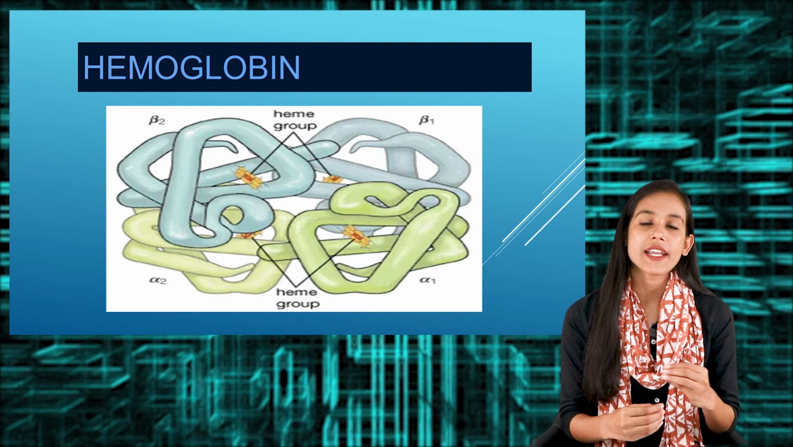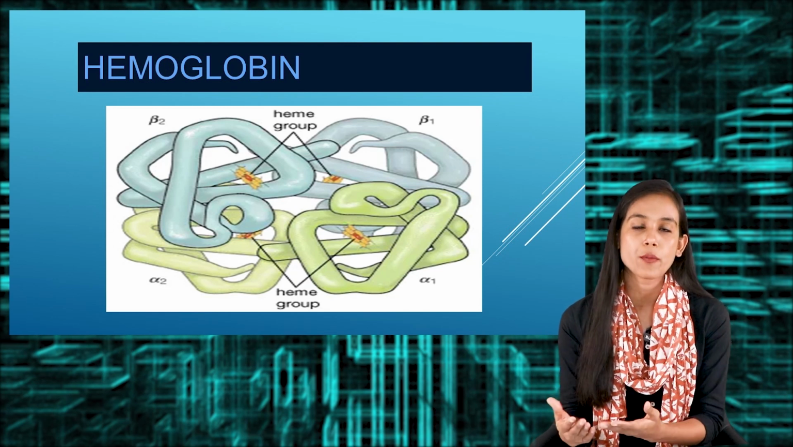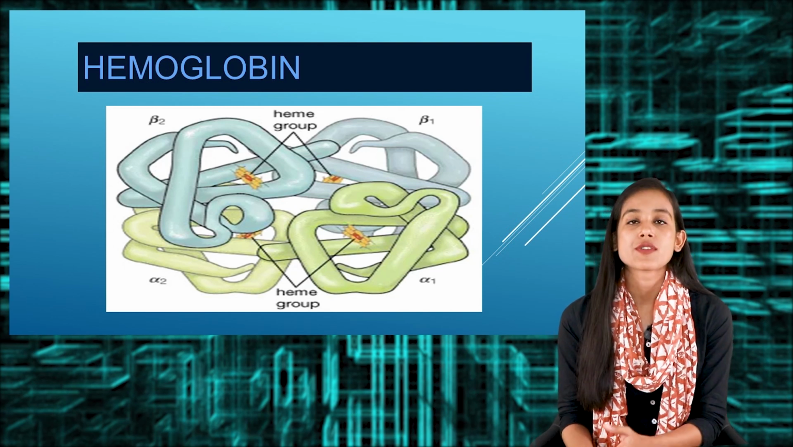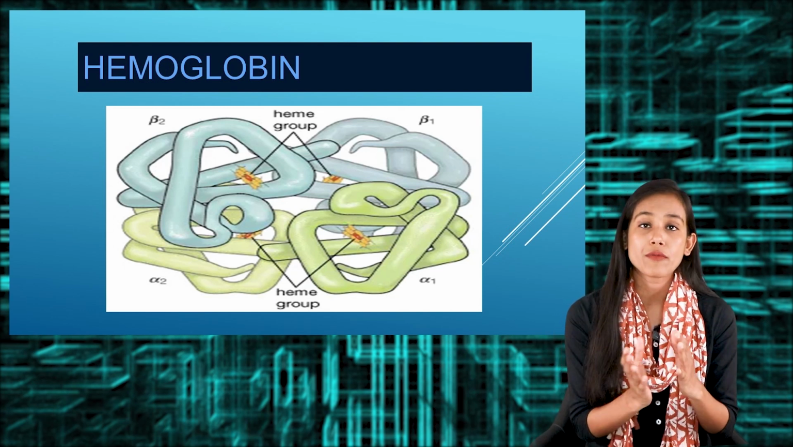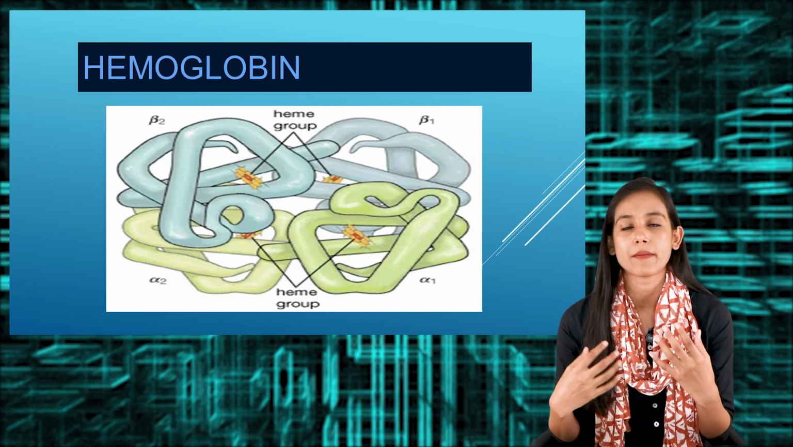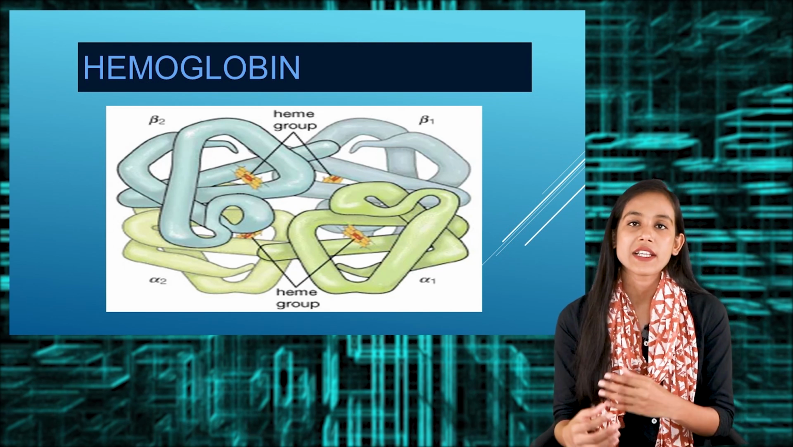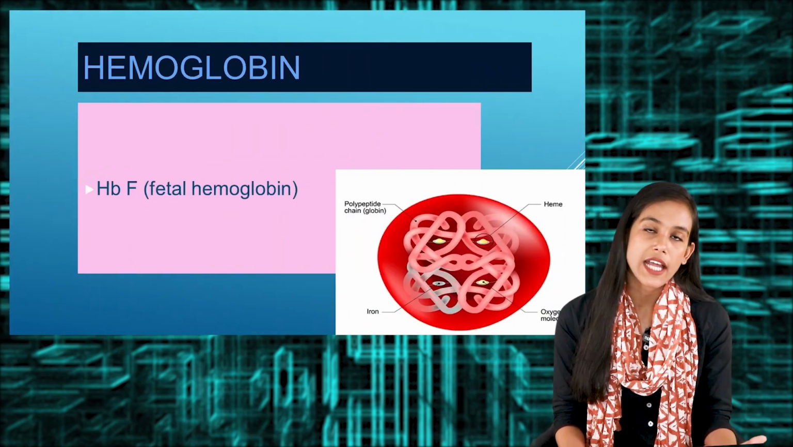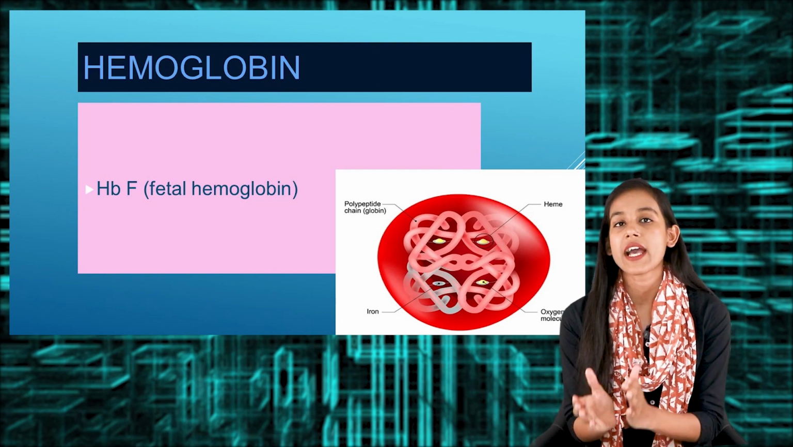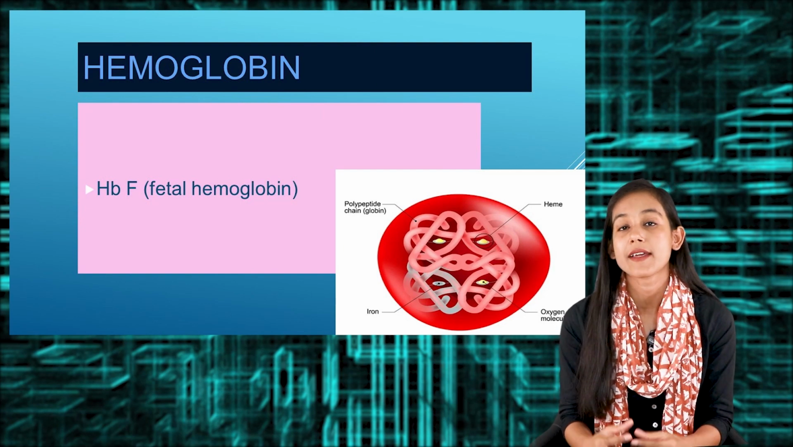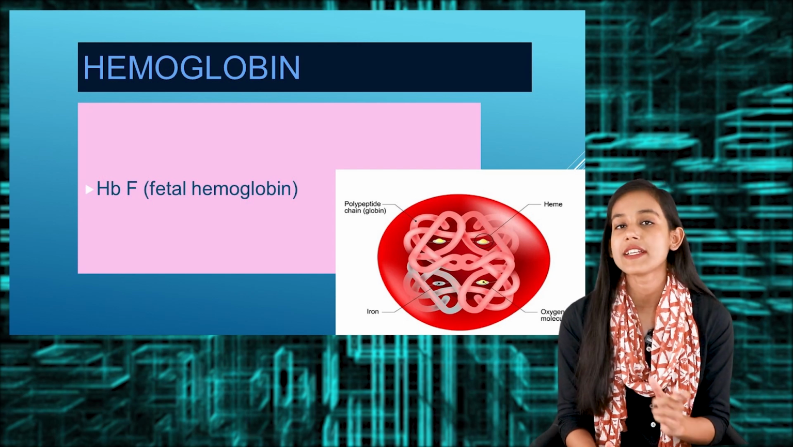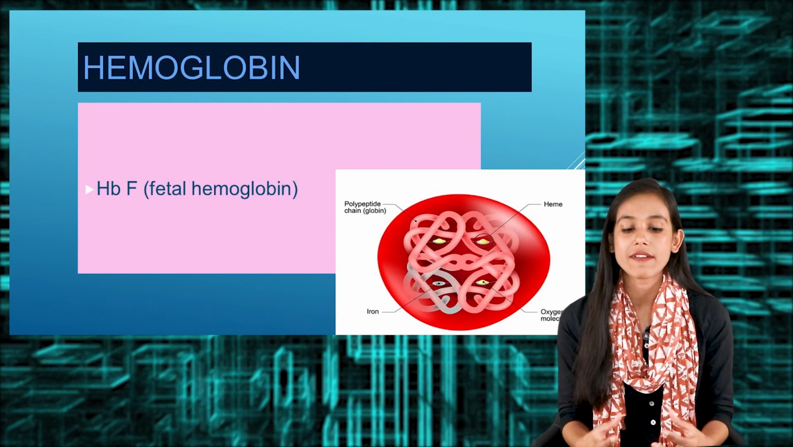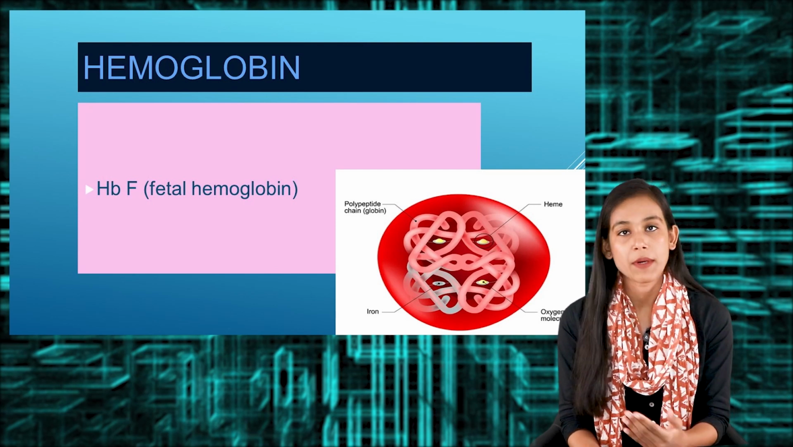There are majorly 4 globin chain types: alpha, beta, gamma and delta. Based on which globin chains combine, there are different types of hemoglobin. First we have HbF, or hemoglobin F, that is called fetal hemoglobin. This fetal hemoglobin is made up of 2 alpha globin chains and 2 gamma globin chains.